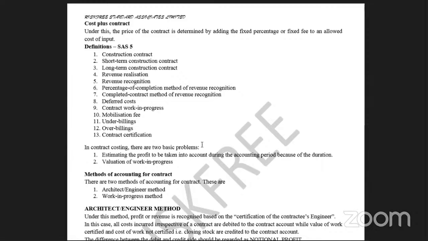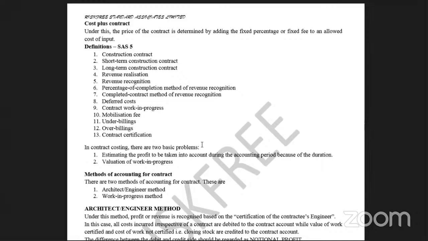And then the revenue recognition, which you have to look at: at what point can he recognize that he has made revenue? And at what point can he say that revenue has not been made? So we also look at percentage of completion method.